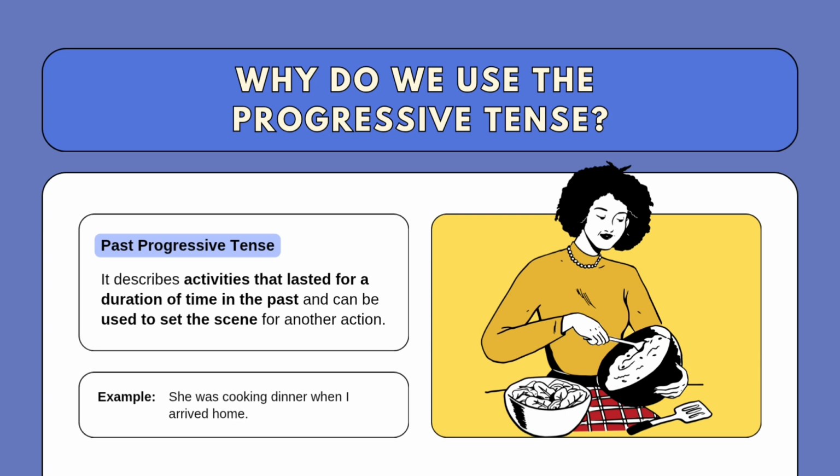Past progressive tense. It describes activities that lasted for a duration of time in the past and can be used to set the scene for another action. For example, she was cooking dinner when I arrived home.